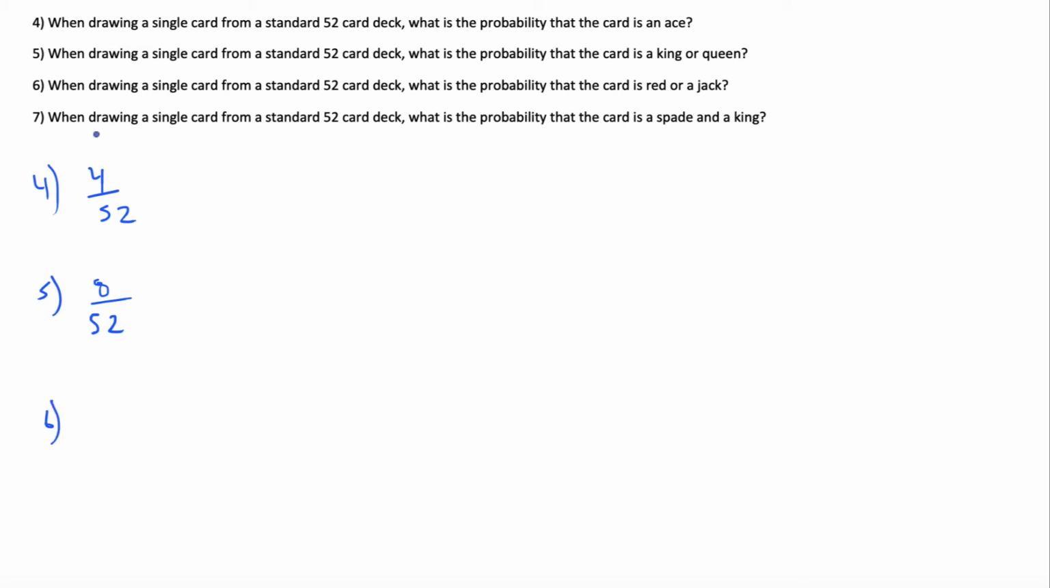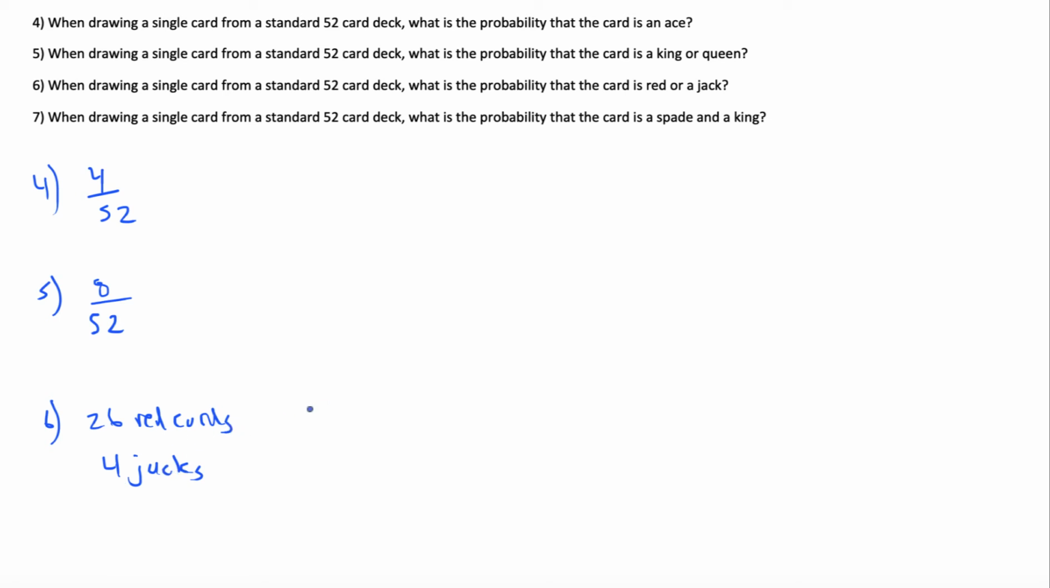All right, here we get a little bit tricky, right? So we're going to draw one card from a standard 52 card deck. What is the probability that the card is red or a jack? Let's actually write it out a little bit more. We know that there are 26 red cards in the deck. We also know that there are 4 jacks in the deck. Now you've got to be careful here. We don't just add these together because there is actually overlap here. There are actually 2 jacks that are red.